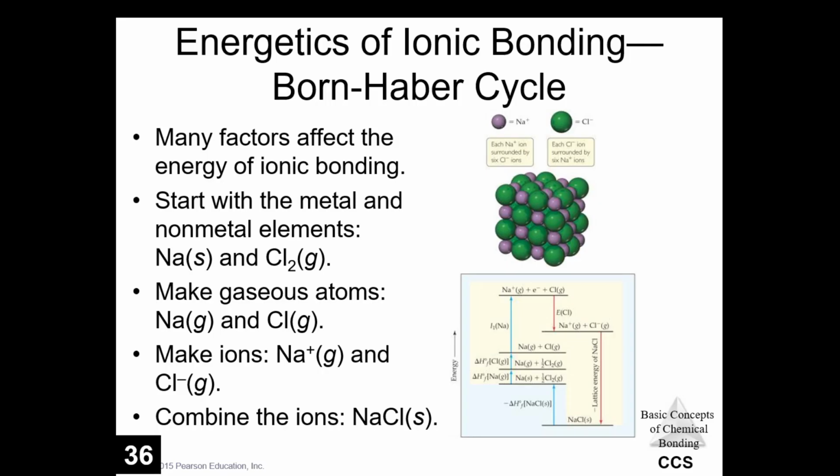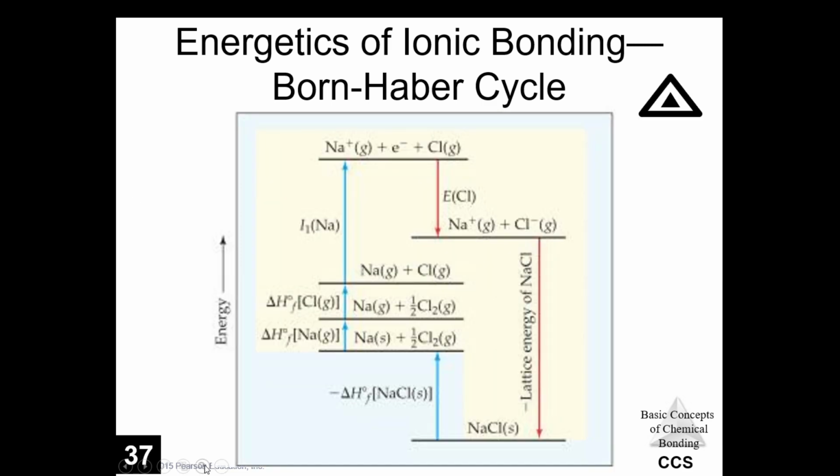Okay, so there are many factors that can affect the ionic bonding. In this case, there's an energy diagram. You're starting with metal and non-metal elements: sodium is a solid, chlorine's a gas. And it takes energy to make gaseous ions out of these. That's a two-step process. We're looking at forming the gases and then forming the positive and negative ions. And then there's the combining of those positive and negative ions. So let's take a look at this more closely.